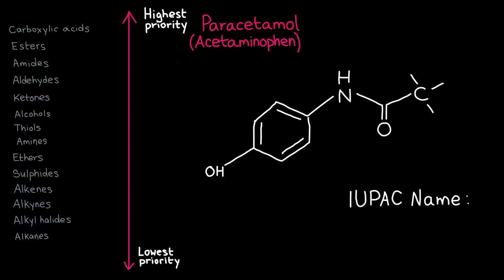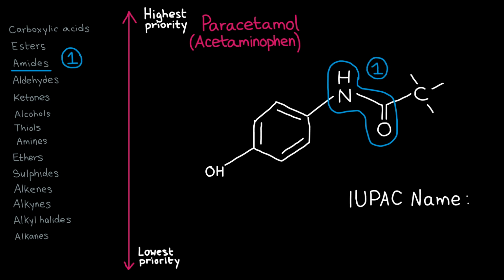For our second example, we're going to be looking at something a little more familiar, paracetamol or Tylenol. And we're going to look at the IUPAC name because this is not proper IUPAC nomenclature. So let's look at the functional groups highest to lowest priority. No carboxylic acids, no esters, but there is an amide and it is right here. So that is going to be first priority.